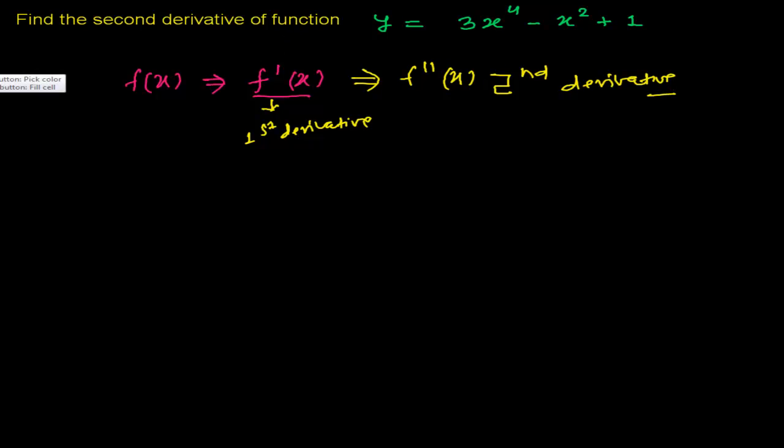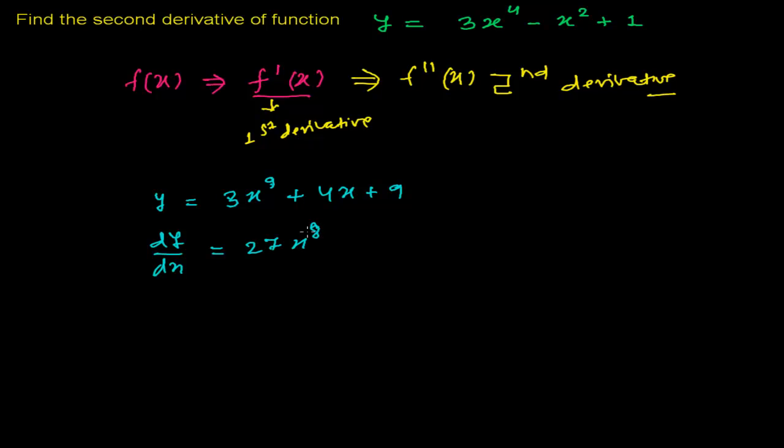Let me give you a good example here. Suppose I have a function y equals 3x to the power 9 plus 4x plus 9. What will be the derivative of this? dy over dx will simply be 9 times 3, that is 27x to the power 8, plus 4. This is the first derivative.